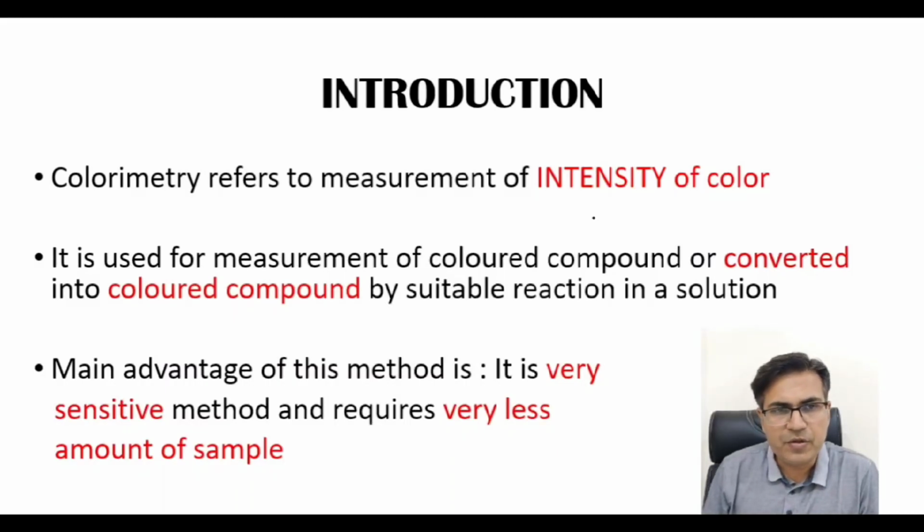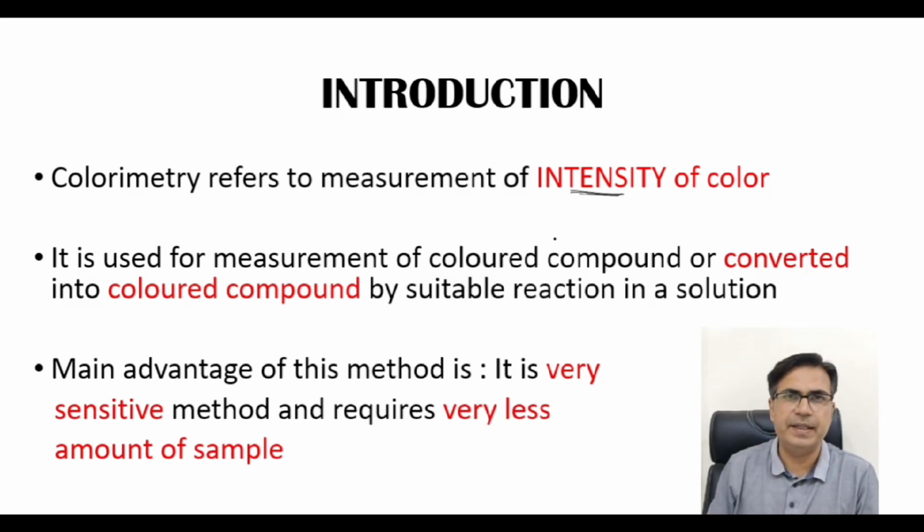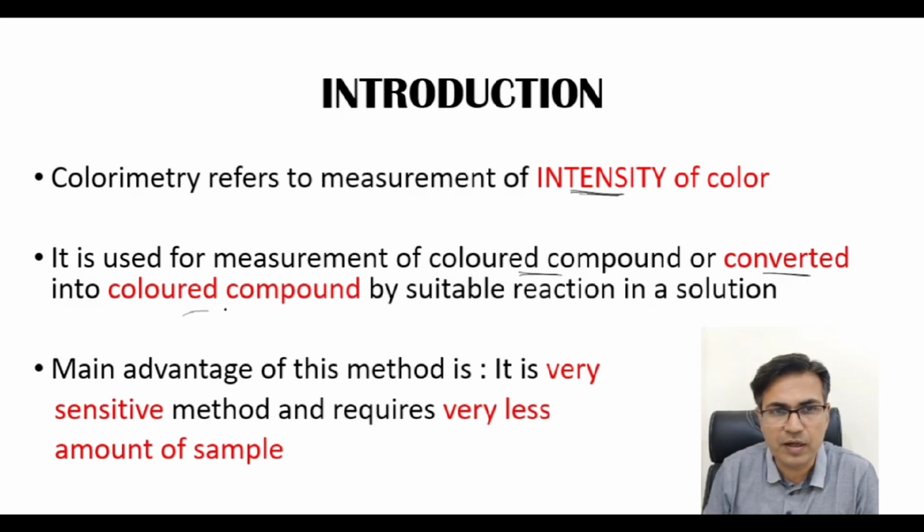We'll start with the introduction. What is colorimetry? Colorimetry refers to measurement of intensity of color. It is used for measurement of a colored compound, or a compound converted into a colored compound by a suitable reaction. In biochemistry, we are doing this second part, converting into a colored compound by a suitable reaction.